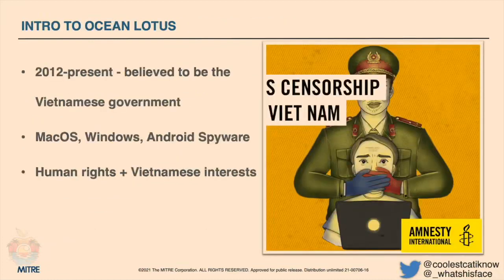So a little bit about OceanLotus and why we picked it. It is one of the threat actors operating inside of the macOS space that we have in ATT&CK. They've been active since 2012 to present. They're believed, based on reporting, to be the Vietnamese government. They're very big in targeting macOS, Windows, and Android. They're very heavy in the spyware case.